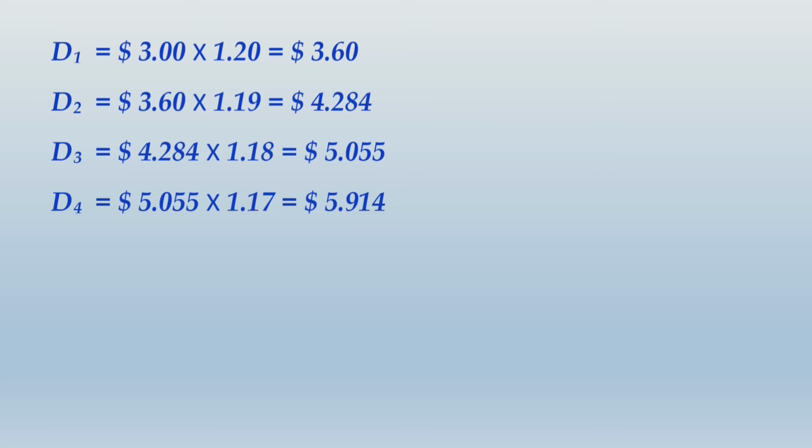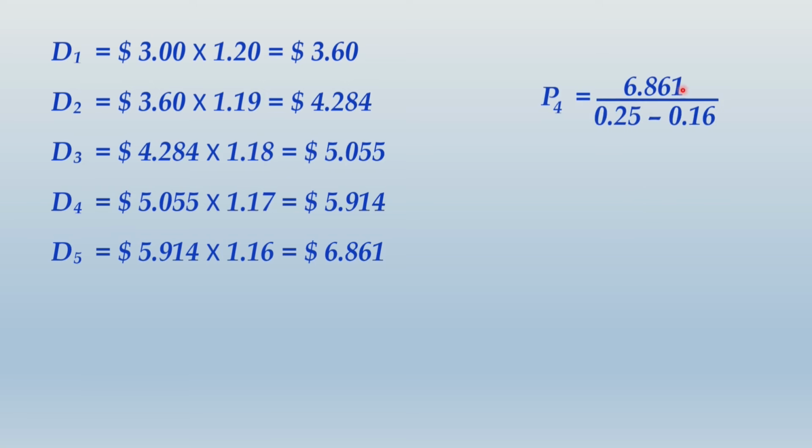And after 4 years, the growth rate will stabilize at 16%. So let us compute D5 as well. D5 will be the D4 value, that is $5.914, into 1.16. We computed D5 only with one objective, that is to compute the P4 value. P4 value will be D5 divided by KE minus G. Now look at one thing, we are able to apply Gordon's model for determining the value of equity only and only because this particular growth rate over here has become stable. So P4 will be D5 divided by KE minus G. When you make this calculation, what you get is the P4 value as $76.23. Please write up these calculations and then I take you ahead.